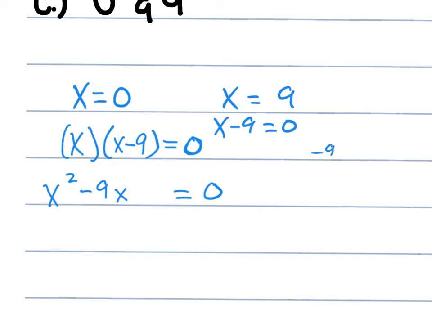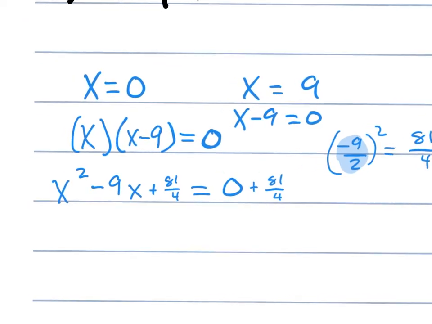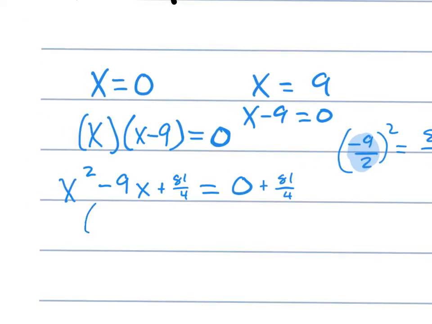Good. Negative 9 over 2 squared. Okay. So which gives us 81 fourths. So I'm going to add 81 fourths here and add 81 fourths here. That worked out pretty well on the right. That makes it easy for us over there. Over here, what do I get on the left? Oh, you get x minus 9 halves squared is equal to 81 fourths. This worked out really easy. 0 plus 81 fourths is just 81 fourths.